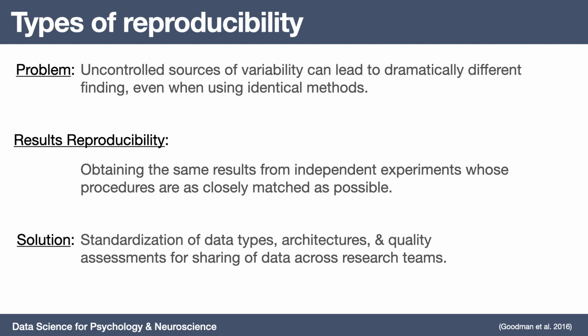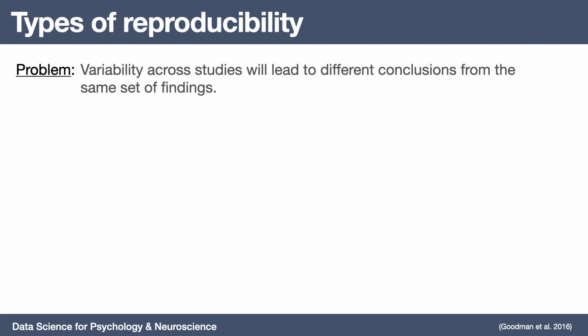Now, even if you use the same methods and you apply them and start to get the same results, there's another problem that can come up with reproducibility, which is that variability across studies will lead to different conclusions from the same set of findings, which means that people looking at the same data will come to fundamentally different conclusions.